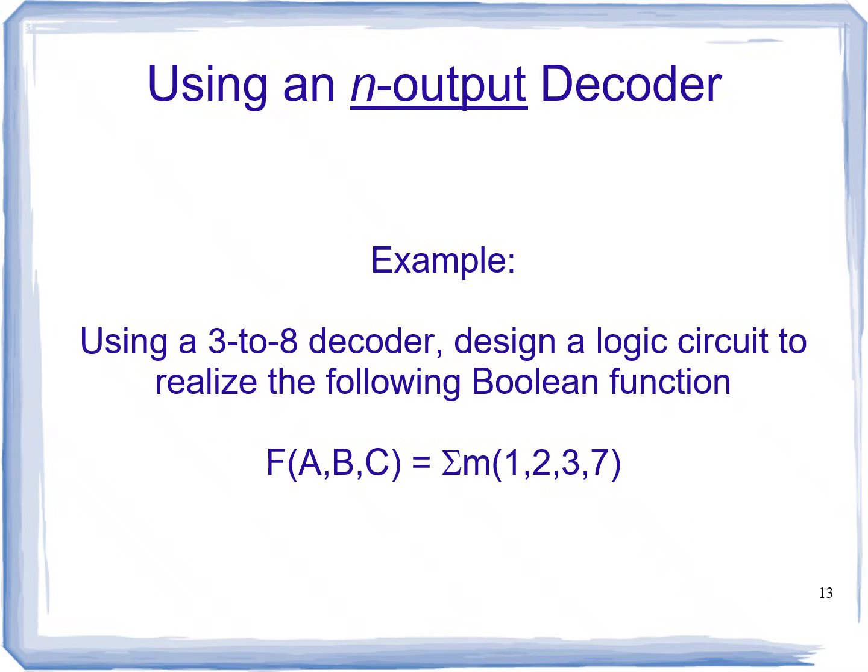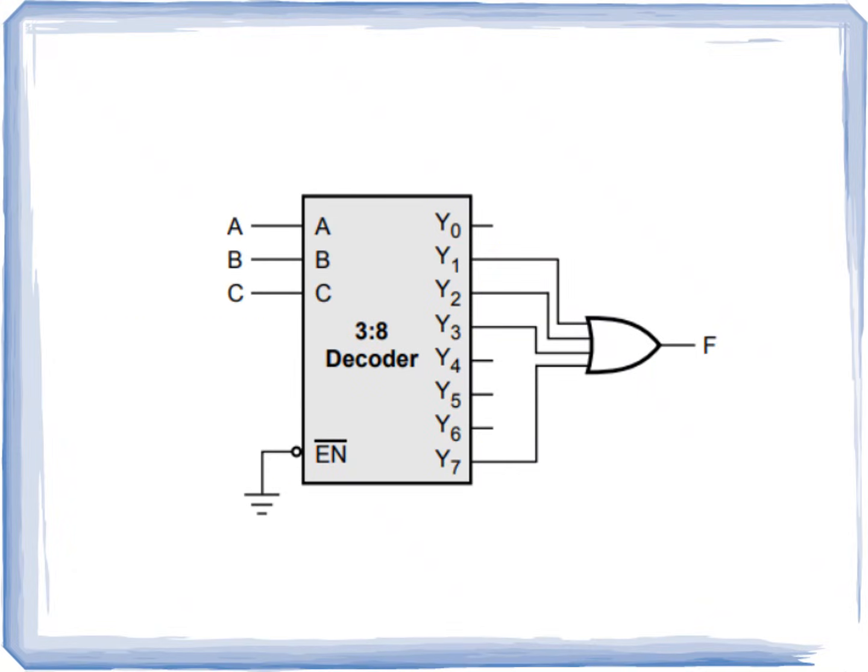It is an example for a decoder. We are going to implement a decoder logic for the given Boolean function. We have taken 1, 2, 3 and 7 as the function, and we are going to implement it using the decoder. We have already discussed the 3 to 8 decoder, 3 inputs and 8 outputs. Based on the enable line, we select the output. So the outputs 1, 2, 3, 7 are taken and given to the OR gate. So it is a 3 to 8 decoder.